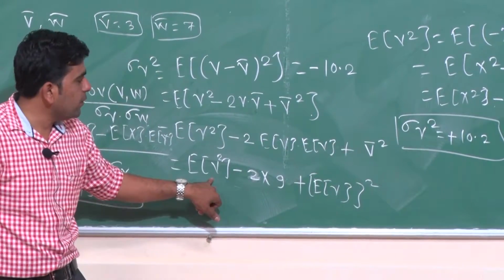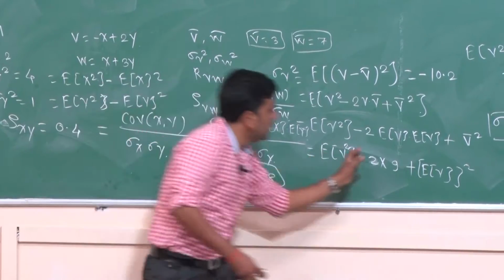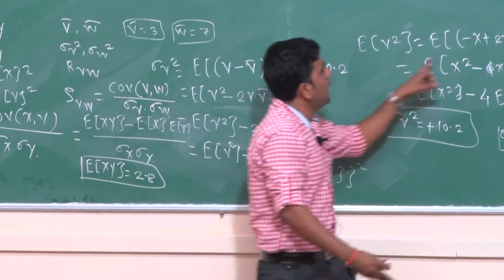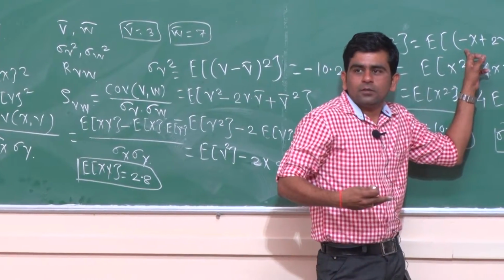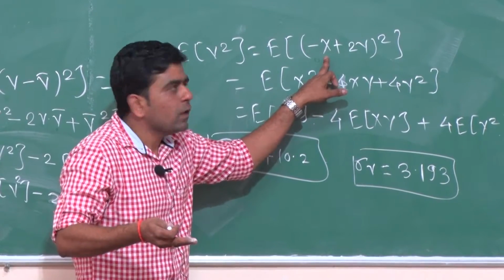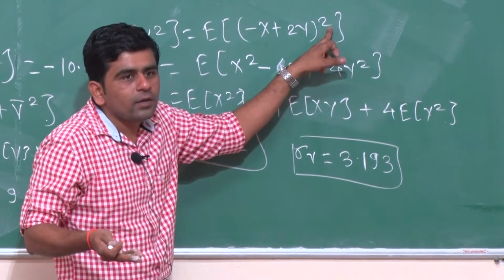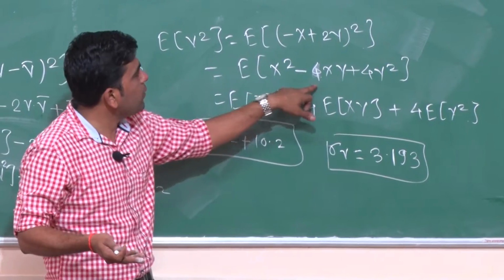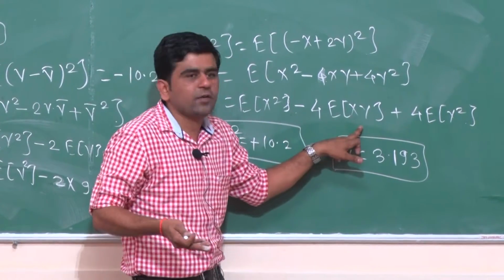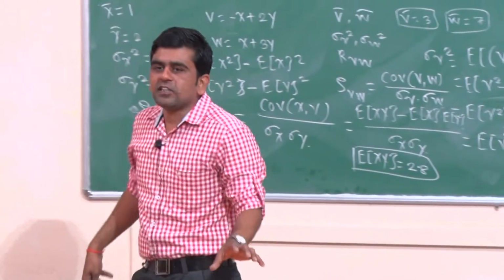So for expected value of v square, we know the mean value for v is given as 3. We can calculate these two terms, but for the first term, expected value of v square, v is unknown to us, but v is in terms of x and y. So expected value of v square is equal to expected value of minus x plus 2y, squared. Square this bracket term: x square minus 4 into xy plus 4y square. So here expected value of x square minus 4 into expected value of xy plus 4 into expected value of y square. Here these three expectations are unknown to us.